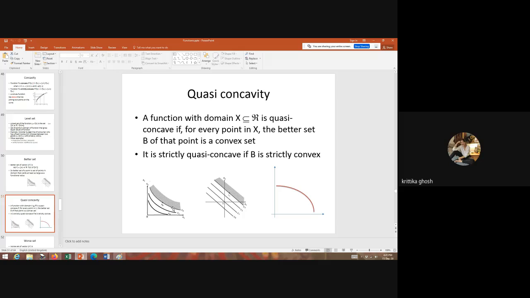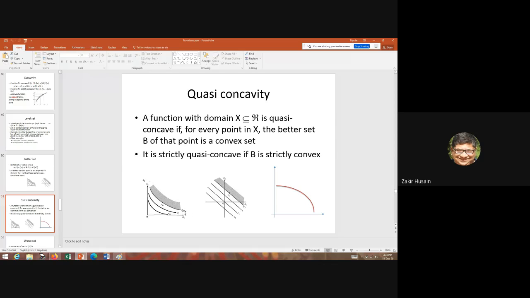Only one of the better sets has to be convex? No, this entire portion. So if I take C1, it will start from here. Yes, all of them. Not only all of them, there are also lines over here, so these points are also in the better set.